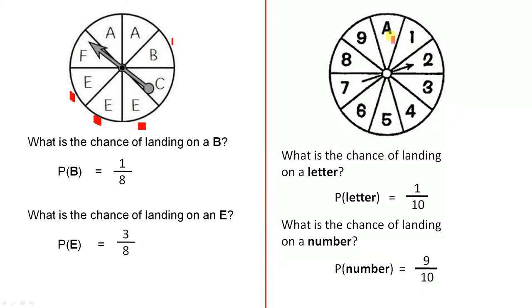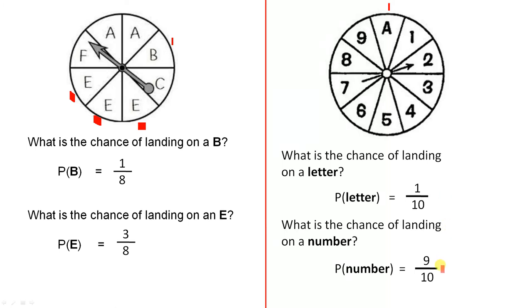Here's another spinner which has 1 letter and 9 numbers. What is the chance of landing on a letter? Well, that has to be 1 in 10 because here it is. There's only 1 letter and you've got 10 possibilities, so it's 1 over 10. What is the chance of landing on a number? Well, there are 9 numbers, 10 possibilities altogether, so it's 9 over 10.